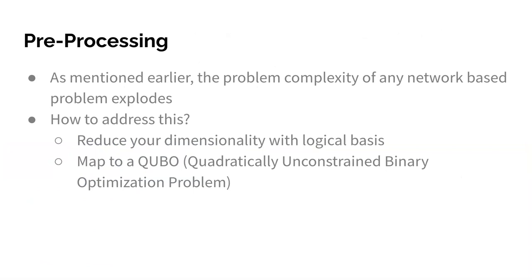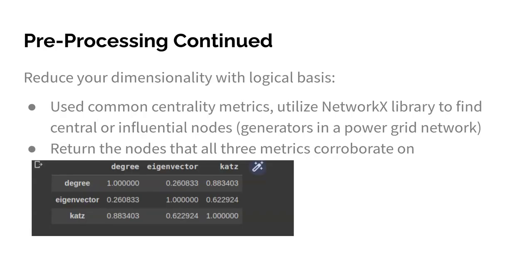As mentioned earlier, the problem complexity of any network-based problem typically explodes. To address this, you can reduce the dimensionality with some logical basis, and/or you can map to a QUBO problem, or quadratic unconstrained binary optimization problem. First, reducing your dimensionality with a logical basis looks like this.